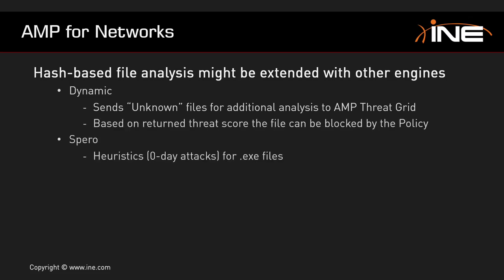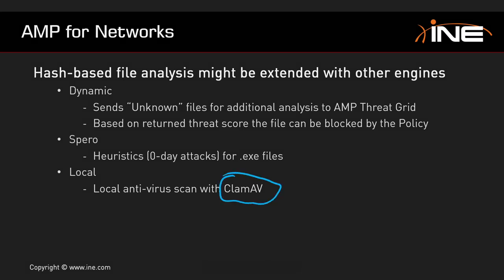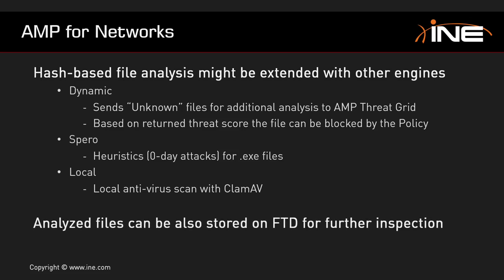Okay, then we've got the Spero engine, which is pure heuristics. It gives you the option of detecting zero-day attacks that are currently unknown, but this one is only going to work for exec files. And then the local engine, this is all about using antivirus. In particular, this is going to be ClamAV, which FTD uses for a local scan on a file. So these engines are optional. You can enable them in addition to performing this hash-based analysis.